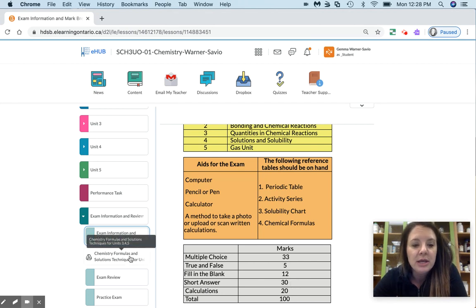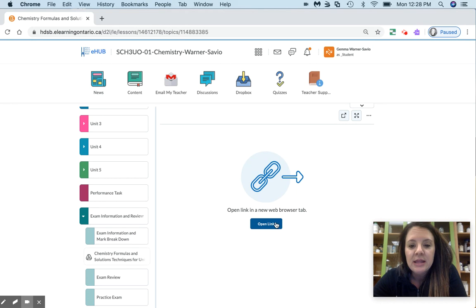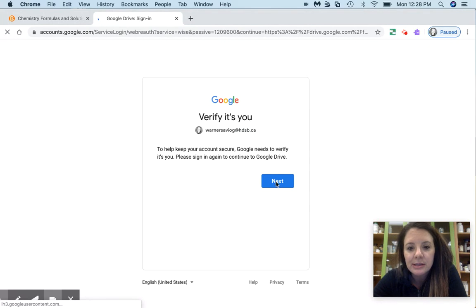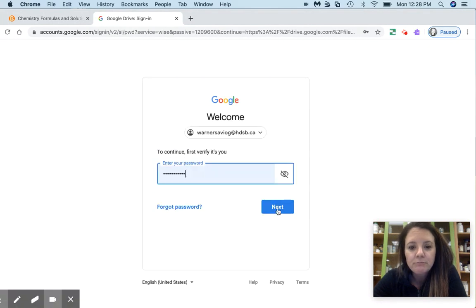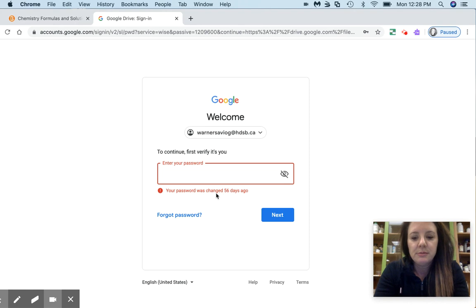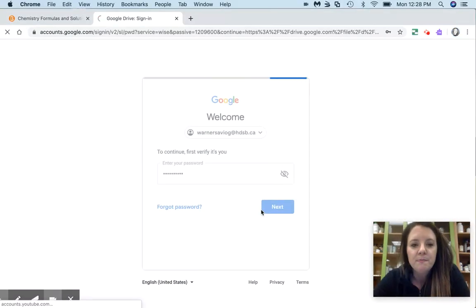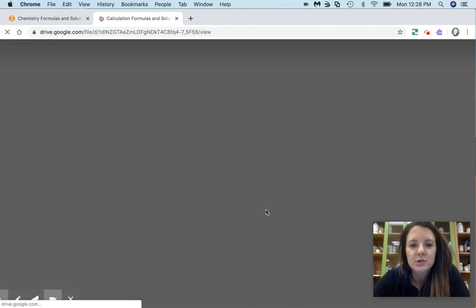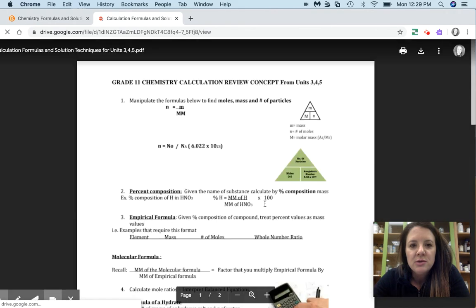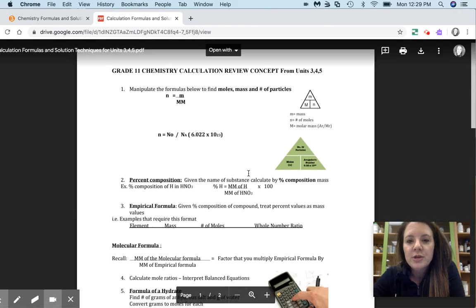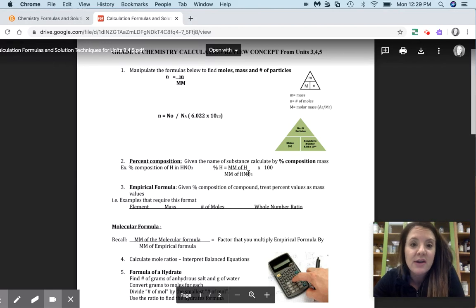I want you to make note, here is a sheet that when you click on it, I've got all of the important calculations. Oh, I got to sign in apparently. And let me just give that a go. And it should take you to a very important formula sheet that you can download. So there we go.